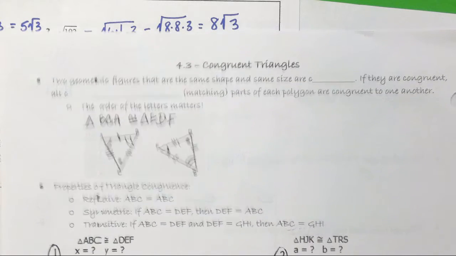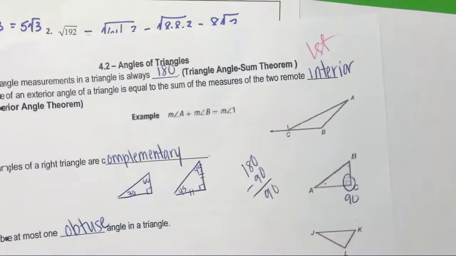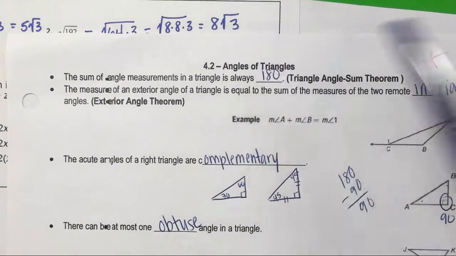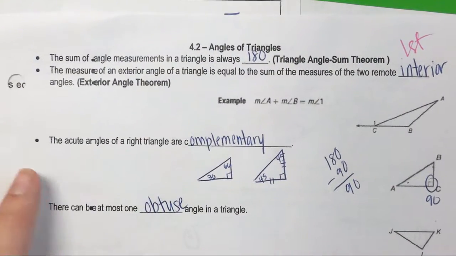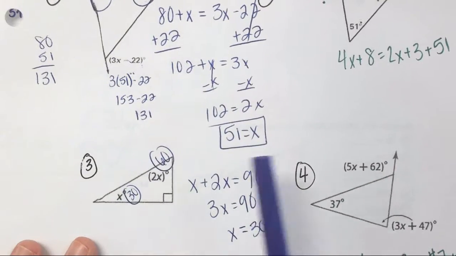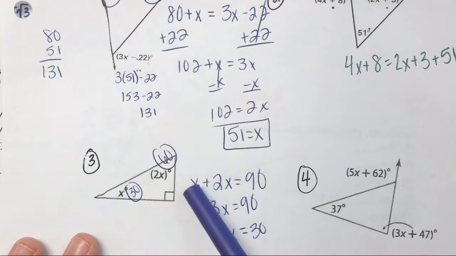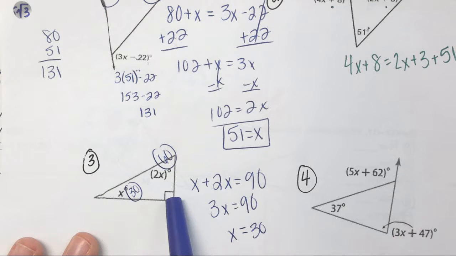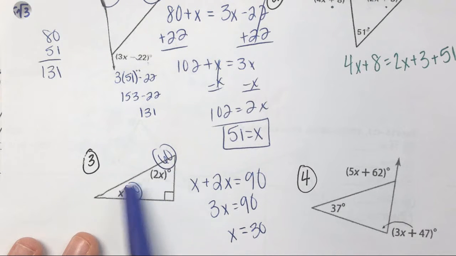And then in 4-2, we talked about triangles add up to 180 degrees, but I think you already knew that. Then we talked about how you're creating a lot of work for yourself, like on number 3. I know that 3 angles in a triangle add up to 180, but I don't have to do x plus 2x plus 90 equals 180. If there's a right angle, the other 2 have to add up to 90. So you're just creating more work for yourself if you don't do that.